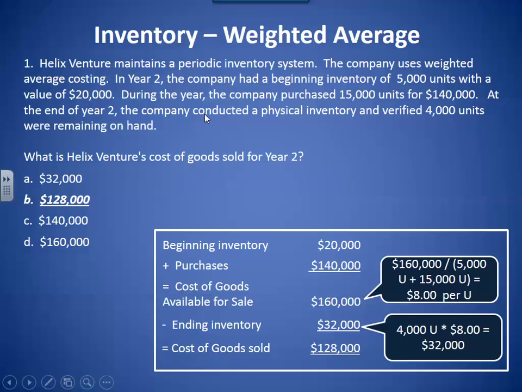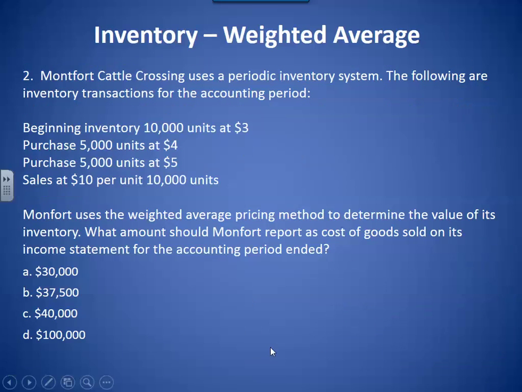Now we have to subtract out the ending inventory, and the way we arrive at the ending inventory value is we take the number of units on hand remaining in our inventory. According to this question, the company conducted a physical inventory and verified 4,000 units were remaining on hand. So I take my 4,000 units times my weighted average cost of $8 per unit, and I end up with a valuation of $32,000. So the total cost of goods available for sale is $160,000 less the ending inventory of $32,000, which means I had a cost of goods sold value of $128,000.